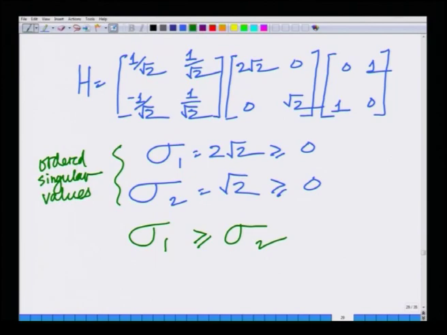Beginning with this understanding of the singular value decomposition, we will explore the properties of the MIMO wireless communication channel in the next lecture.